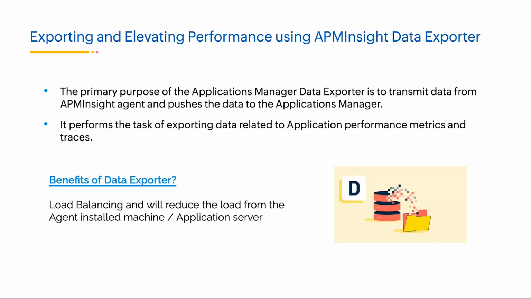Metrics include key performance indicators like response time, error rates, and resource usage. And traces refer to the detailed execution flow of a transaction or a request within the application. Together, this information provides a comprehensive view of how the application is performing under various conditions. A single instance of the Applications Manager data exporter can manage the data processing needs of multiple applications simultaneously. This design makes the exporter highly scalable, supporting environments with numerous applications without requiring multiple deployments.